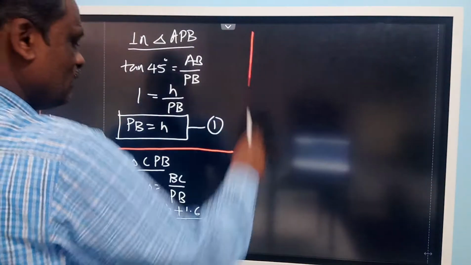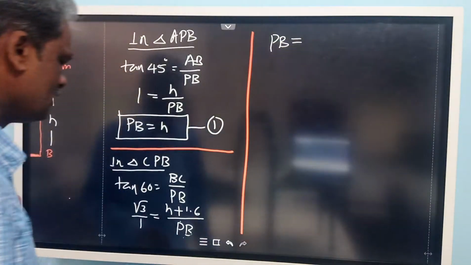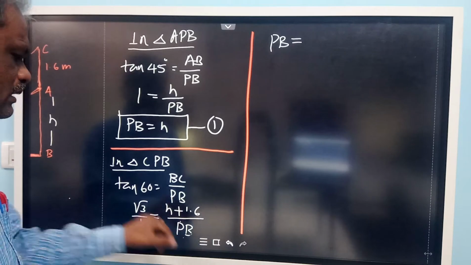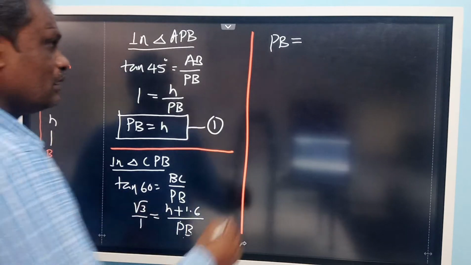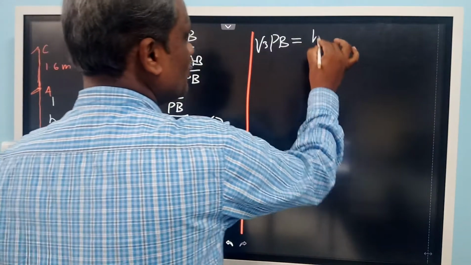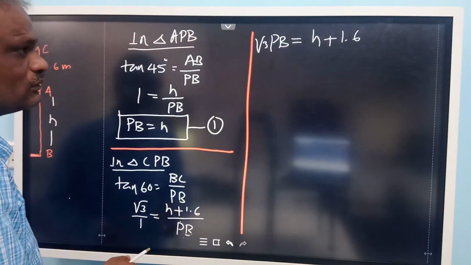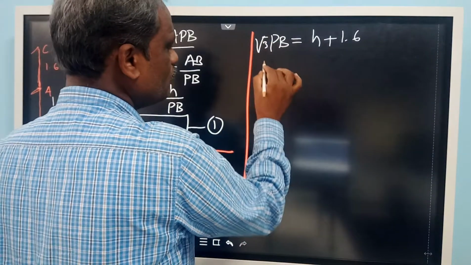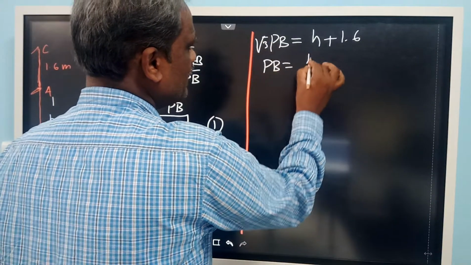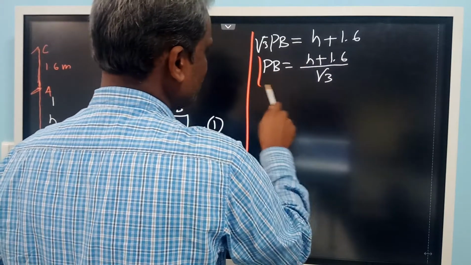So what happens here now? Transfer this one to the left side. Root 3 PB is equal to H plus 1.6. Now root 3 goes to the denominator. PB is equal to H plus 1.6 divided by root 3. So this is equation 2.